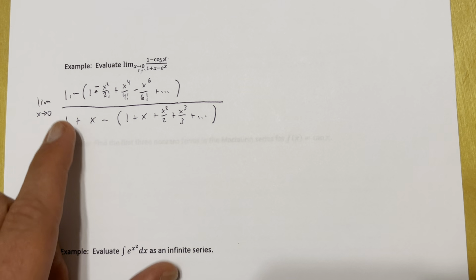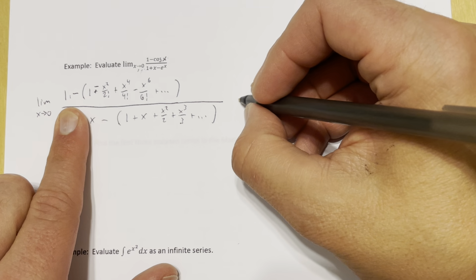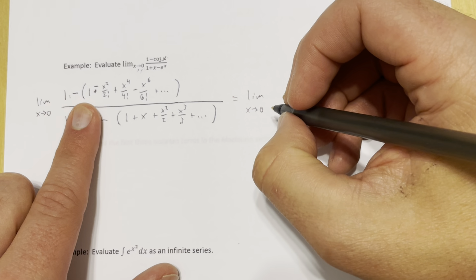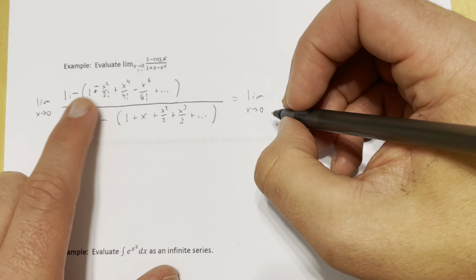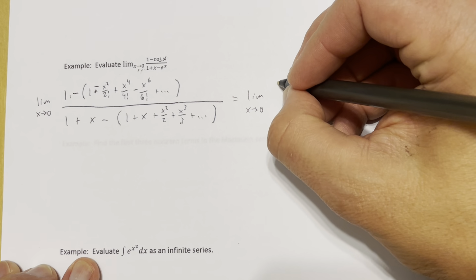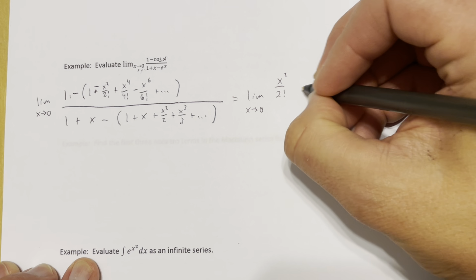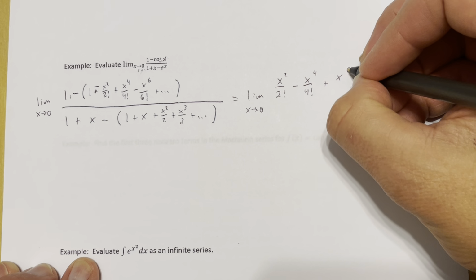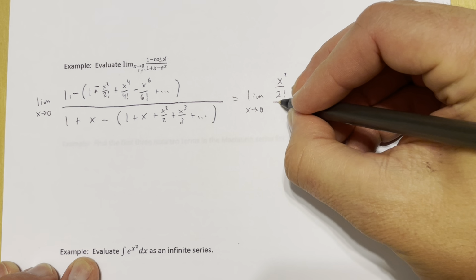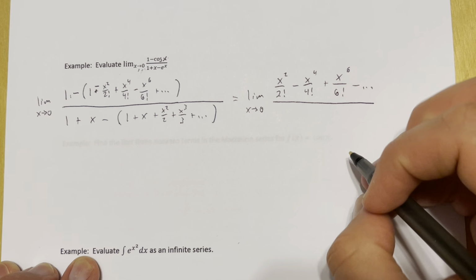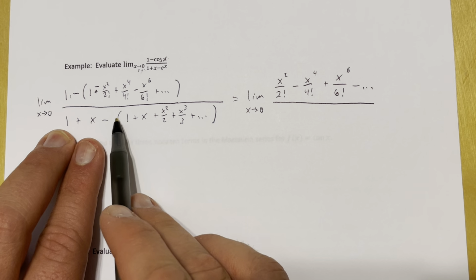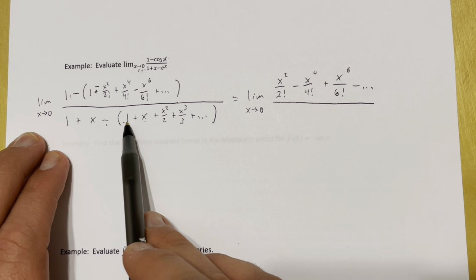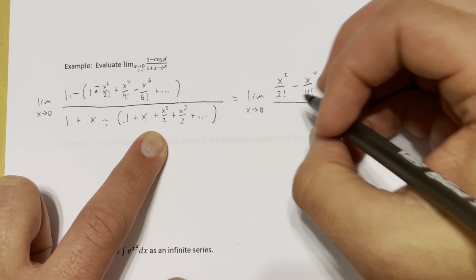Okay? Now, if you notice, when I distribute this minus sign in up here, I have 1 minus 1. Those 1's cancel. And then the minus will change the signs of all of these remaining terms. So now I have a positive x squared over 2 factorial minus x to the 4th over 4 factorial plus x to the 6th over 6 factorial, and so on. Down here, I have a 1 plus x, but then the first two terms that I'm subtracting are another 1 plus x. So those will cancel with those. The minus will come and change all of those signs.